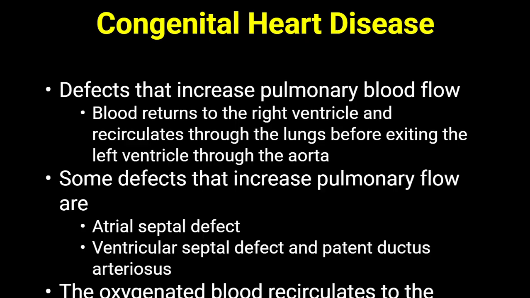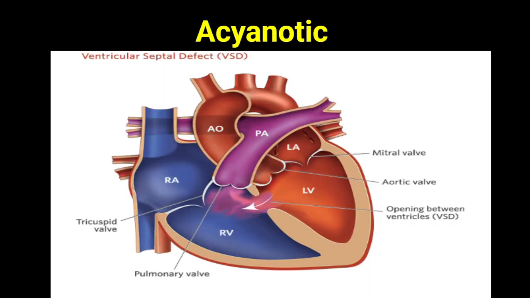These are acyanotic defects. The problem is volume overload to the lungs and left heart, which can lead to heart failure and pulmonary hypertension over time. Think of it this way: the left side of the heart is pumping blood that already went through the lungs back to the lungs again. It's inefficient and eventually overloads the system. Here you see a diagram of the heart with a left to right ventricular shunt.